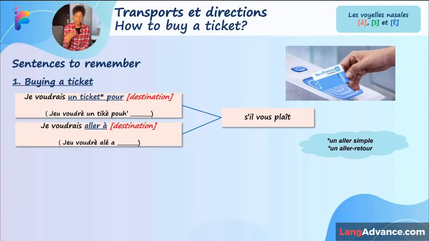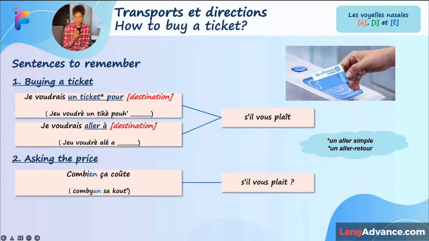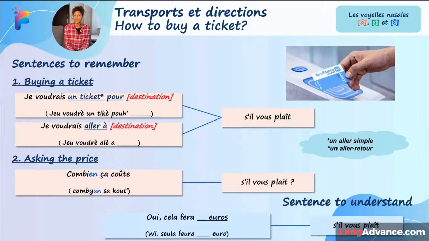And you can precise if you want either to have un aller simple, a single way ticket, or un aller-retour, a return ticket. Now you want to ask for the price. Use this. Combien ça coûte, s'il vous plaît? And the answer you might get would be, oui, cela fera euro, s'il vous plaît. So I give you an example. Oui, cela fera 1,50 €, s'il vous plaît. That would be the cost.